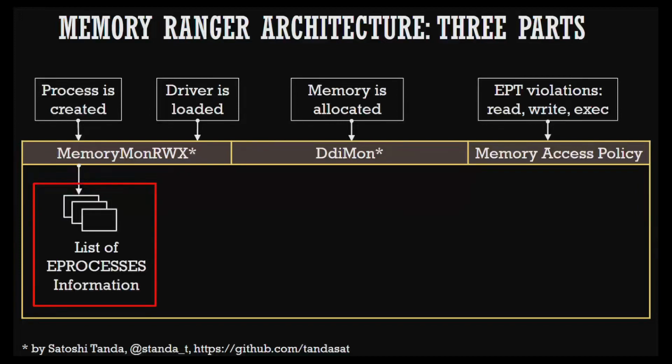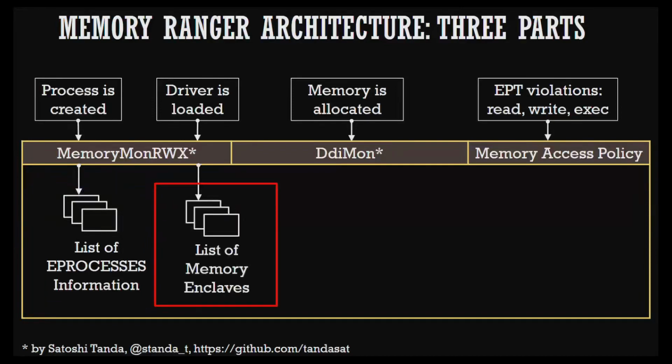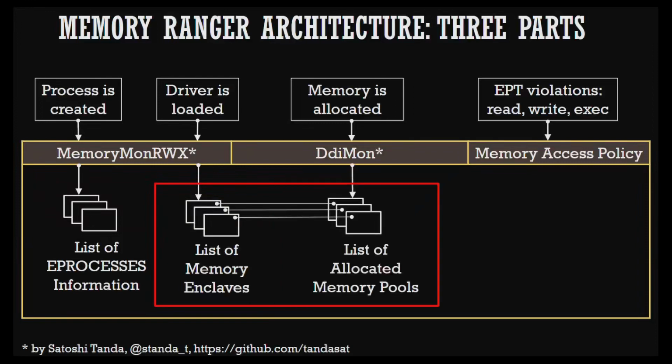For each newly loaded process, MemoryRanger adds the following structure to the list. This structure includes process ID and the address of its eProcess structure. For each newly loaded driver, MemoryRanger adds the following structure to the list. This structure includes an address of allocated EPT structure, which is allocated specifically for this driver, as well as driver start and end addresses, and a vector to collect memory addresses which will be allocated by this driver.